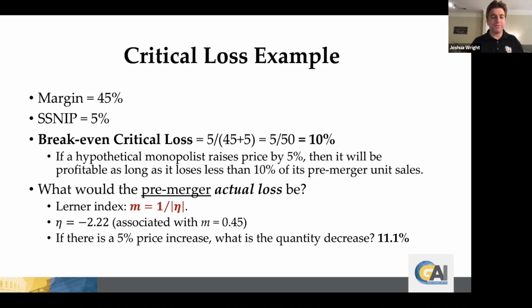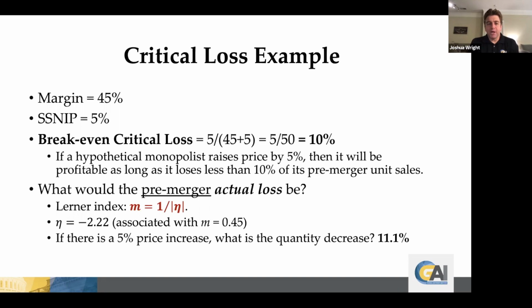Now, if we think about pre-merger actual loss, and we can talk about this a little bit more in a couple of slides, we can sort of from theory figure out the maximum critical loss, maximum actual loss. We know actual loss will be positive, right? We're going to lose sales, okay? But talking about magnitudes, we've got some other things we can do, and I'll sort of cover in later slides in just a moment.